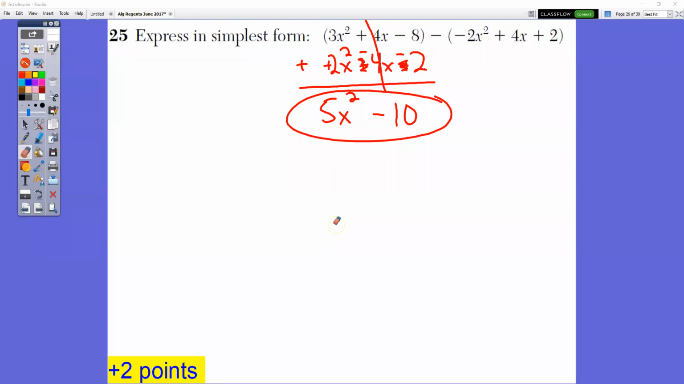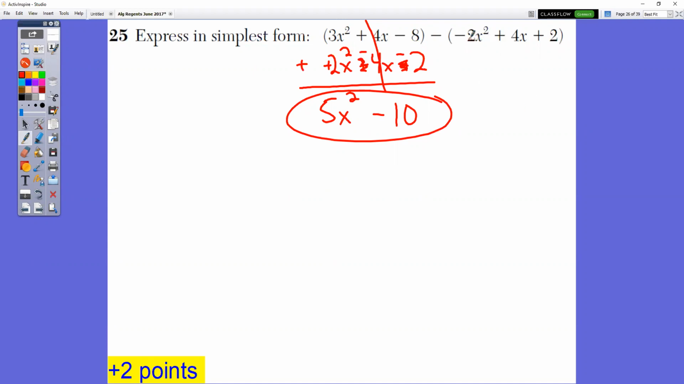This is the short response for the June 2017 Regents exam. So in question number 25, it says, express the following in simplest form. So notice that you have one trinomial minus a second trinomial.